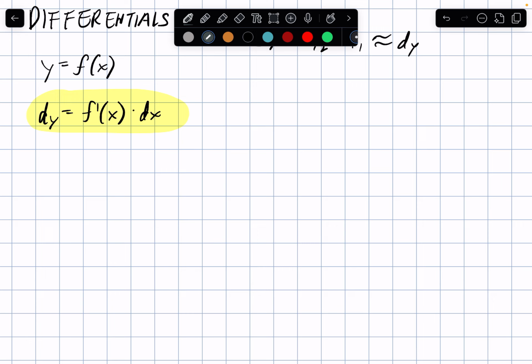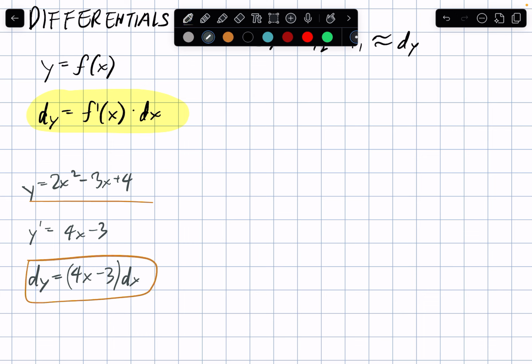So let's try a practice question. Find the derivative first. After finding the derivative, write dy and then place the derivative and then place dx. That's the answer already. Next.